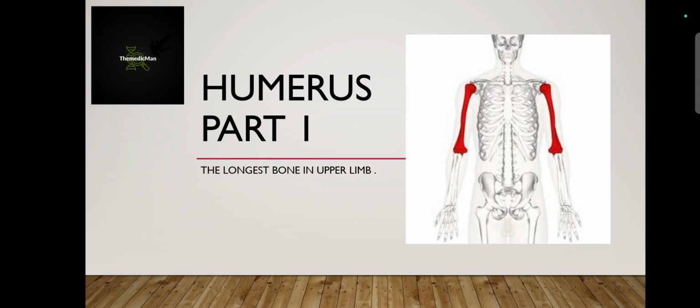Today we are going to see about the long bone of the upper limb, that is the humerus. I've divided this part into three videos. First video is about the upper end of the humerus, second would be of the shaft, and third would be of the lower end. So, humerus is the longest bone in the upper limb. We already know it. It is also known as hammer bone because it resembles the shape of a hammer.